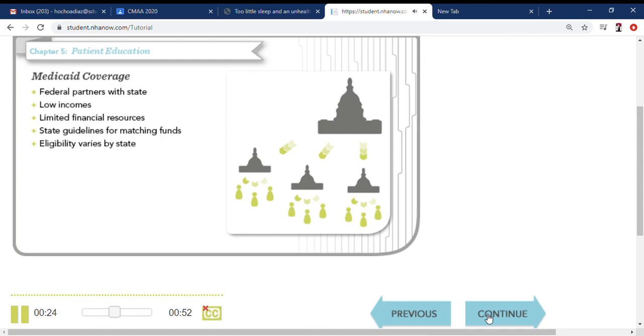To participate in this program, states must meet national guidelines established by federal laws, regulations, and policies. If the states meet those requirements, they qualify for federal matching grants. Each state has its own agency that determines Medicaid eligibility for its residents. Medicaid policies vary from state to state, so a person eligible in one state might not be eligible in another.